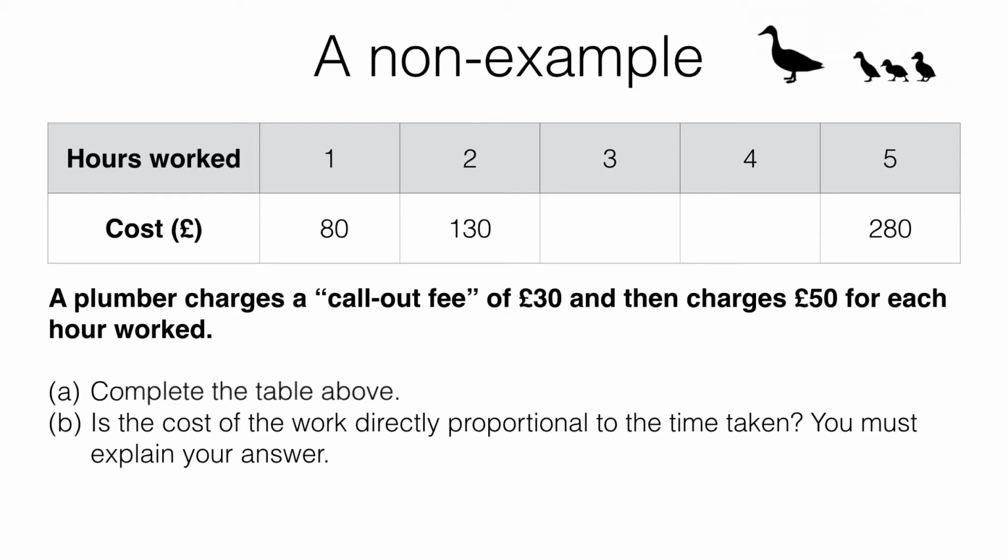In this video, we're looking at a situation where the two quantities concerned are not directly proportional to each other. This is a non-example of direct proportion. Let's have a look at what's going on.